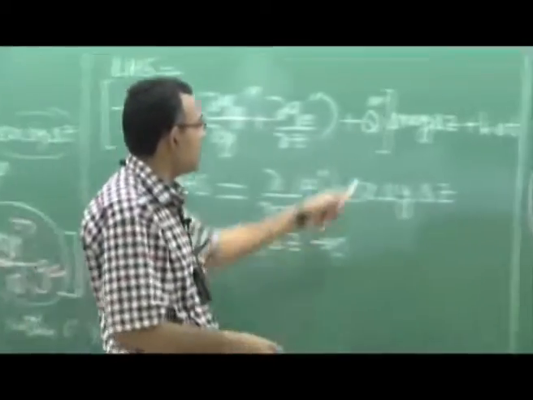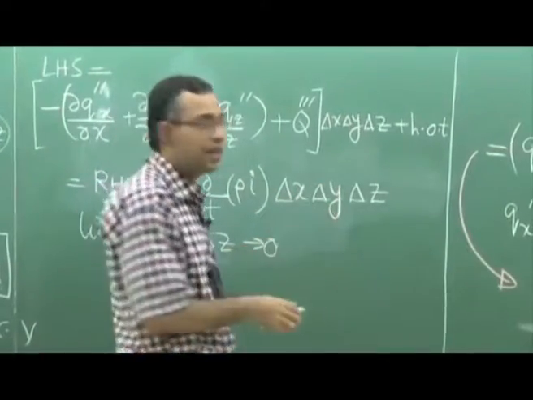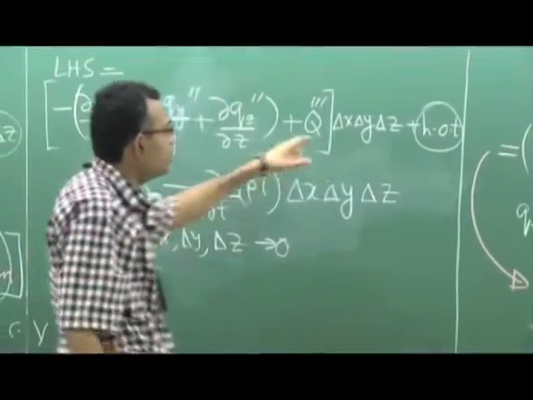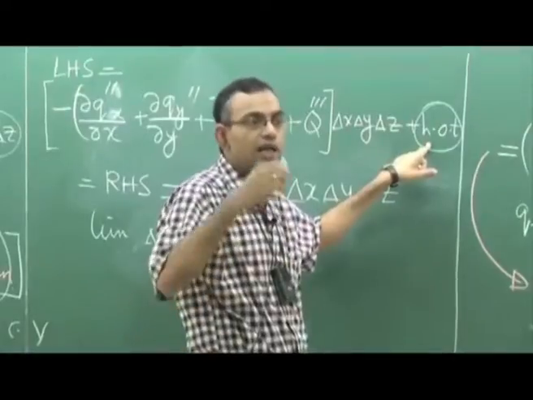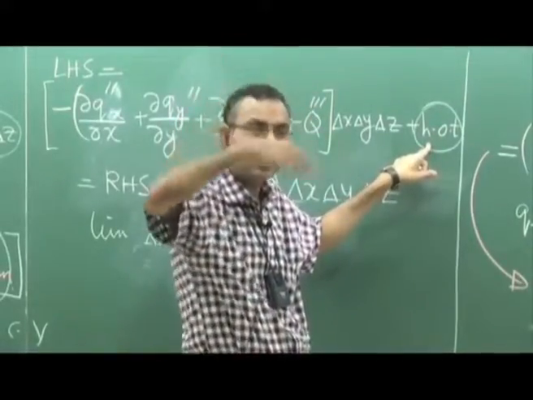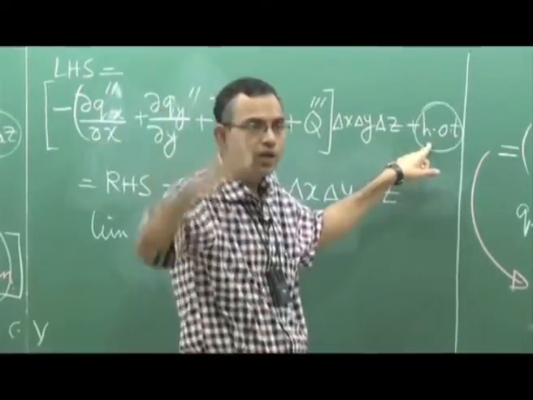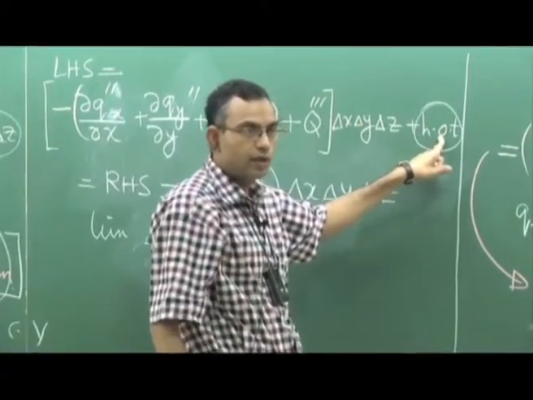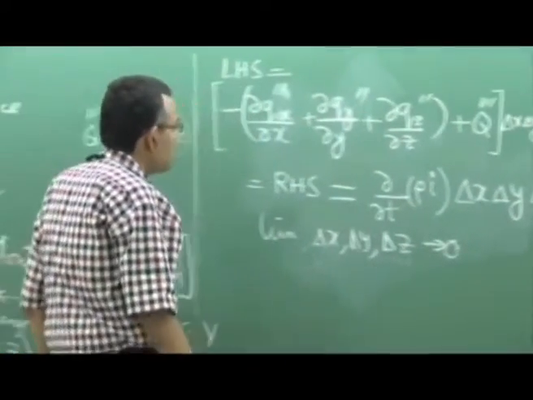So, these get cancelled from both sides, and the higher order term will tend to 0, because higher order term will involve what? Either delta x square cube like that, or delta y square cube like that, or delta z square cube like that. So, when you take these limits, that term will tend to 0. So, then you are left with this equation.